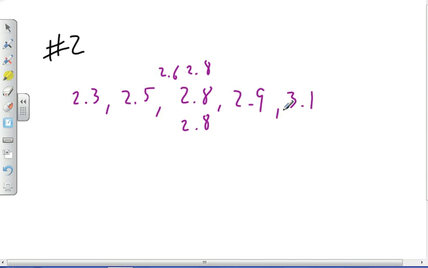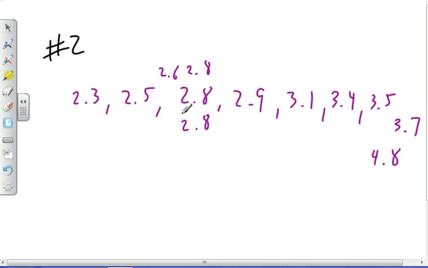and a 3.4, 3.5, and a 4.8. 1, 2, 3, 4, 5, 6, 7, 8, 9, 10, 11. Darn, there's 12 of them. 1, 2, 3, 4, 5, 6, 7, 8, 9, 10, 11, 12. There's a 3.7 that I missed. All right, so now I've got them all.